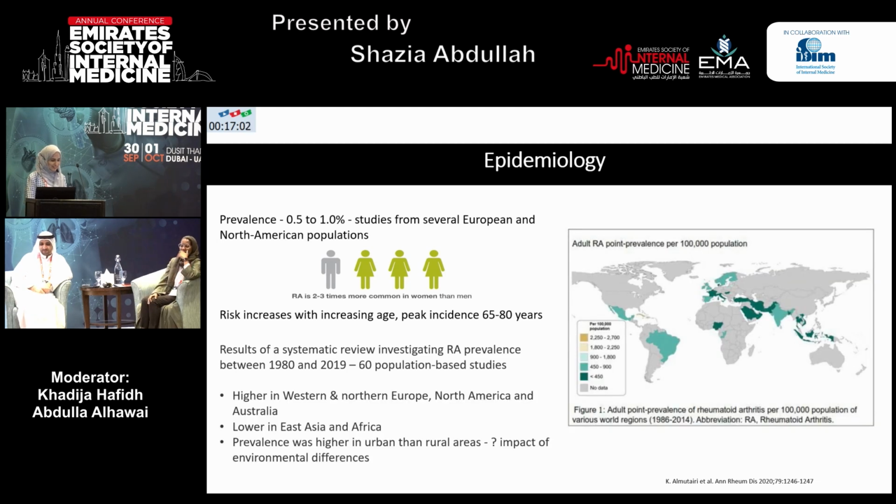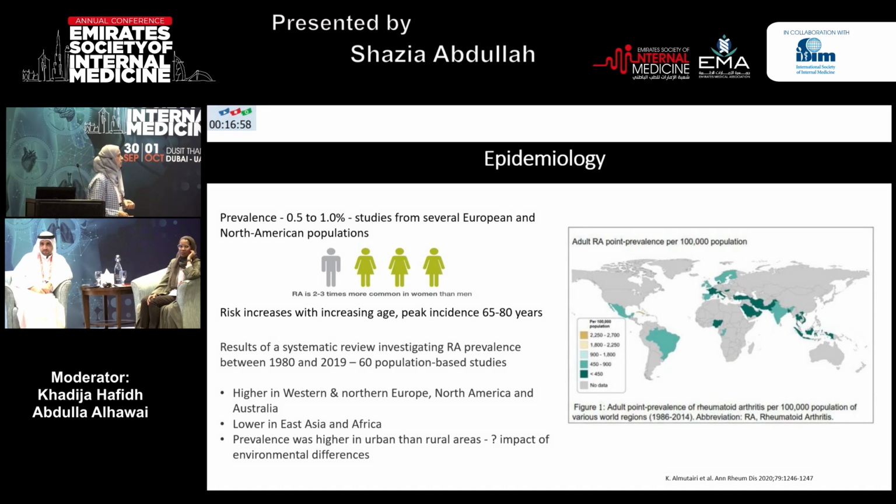Okay, so these are the results of a systematic review which looked at 60 population-based studies, and it found that the prevalence was quite high in Northern and Western Europe and in different parts of America, and the prevalence was low in Africa as well as in Asia. So on the whole, it's more common in Caucasian countries and in countries where Caucasians have immigrated.